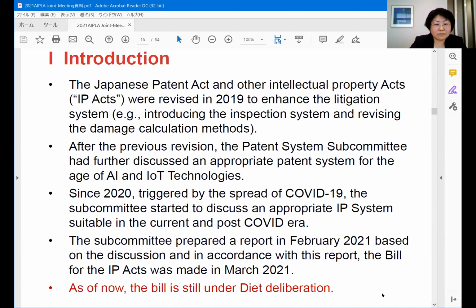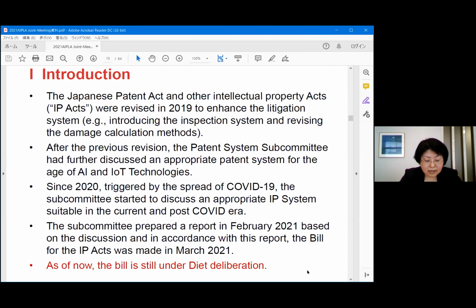As some of you may know, the Japanese Patent Act and other intellectual property acts, which I will call IP Acts, were revised in 2019 to enhance the litigation system. In this 2019 revision, the inspection system was introduced and the damage calculation methods were revised.